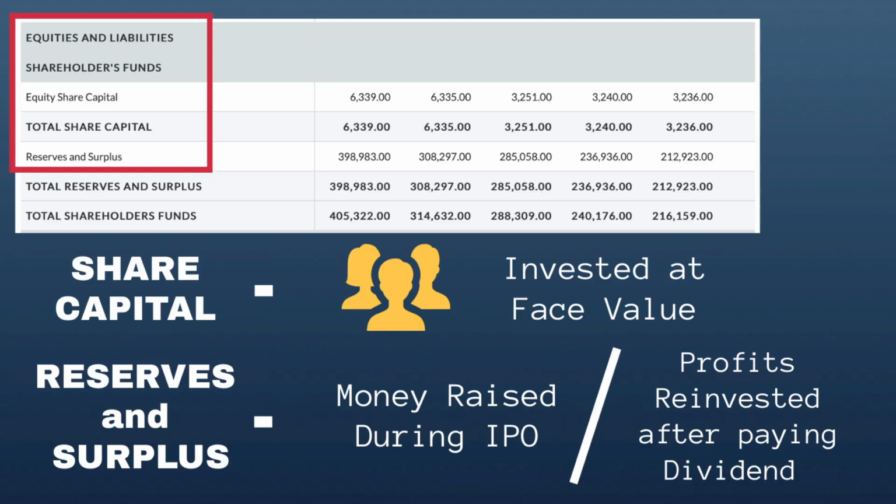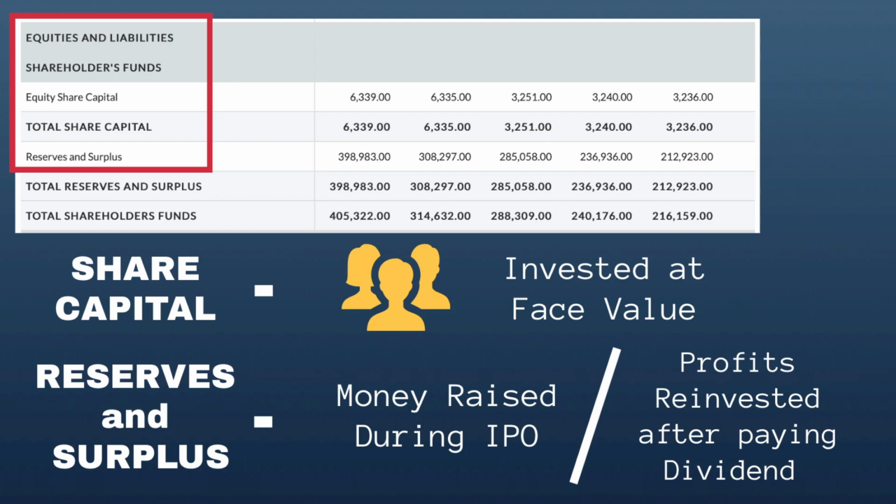Reserves and surplus basically tells you about the money which the company has raised from the shareholders and has allocated for some future business, and also the profits which are reinvested into the business every year after paying out dividends. If you want to earn passive income from dividends, I have made a separate video on that as well. You can check out that video after this one.